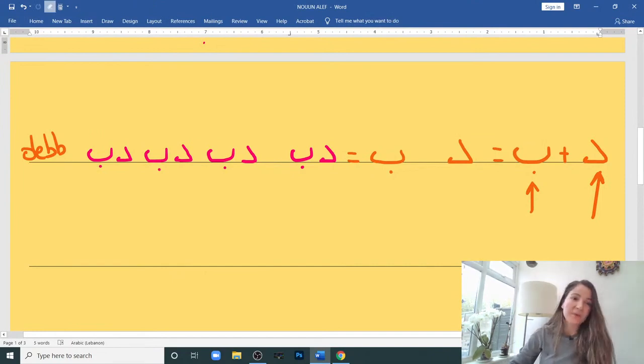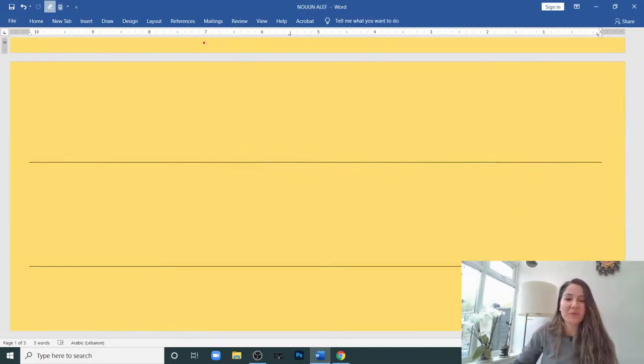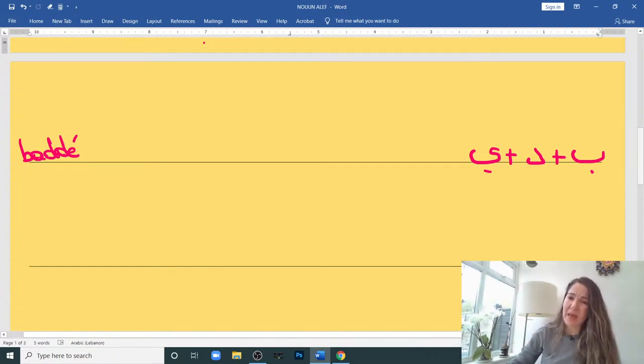The next word is going to be بدي. It started to rain. I hope it's not going to get very noisy with the roof on top of me. Okay, بدي means I want. So we will need the letter ba plus dal plus the letter ya. In Lebanese, I can pronounce it B, dal, ye. In standard Arabic, they pronounce it ba, dal, ya.